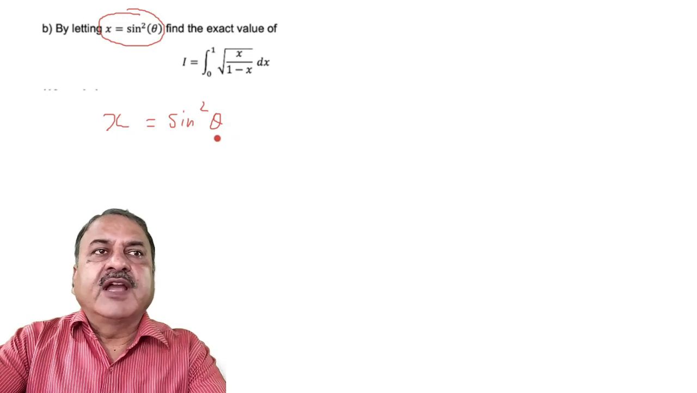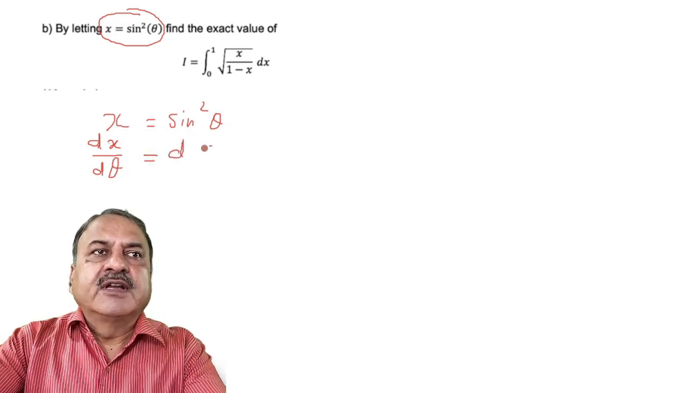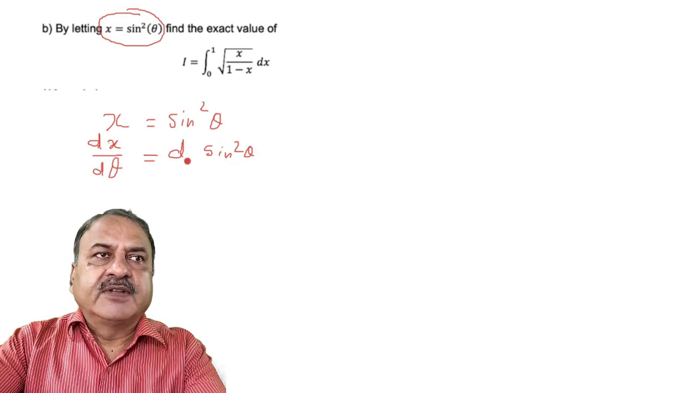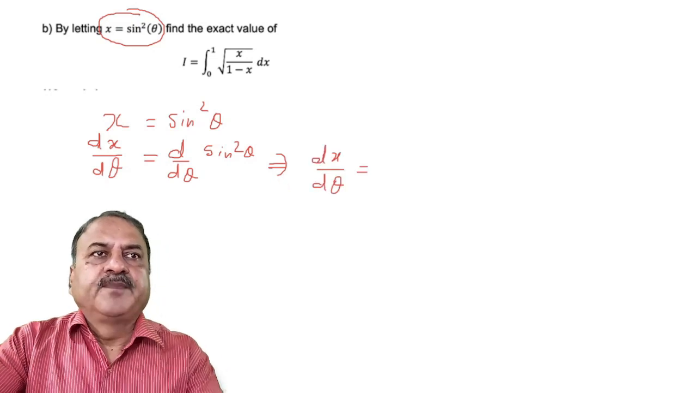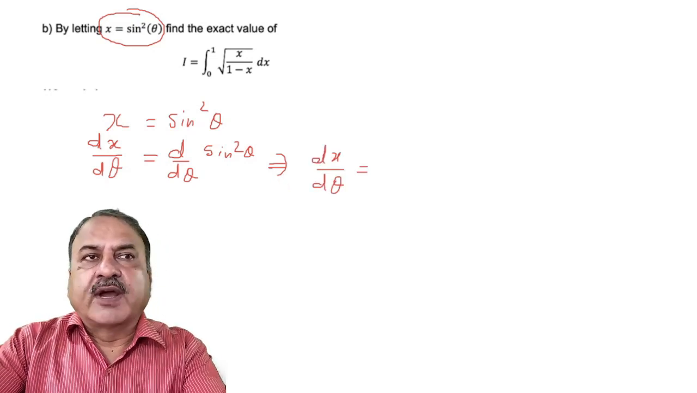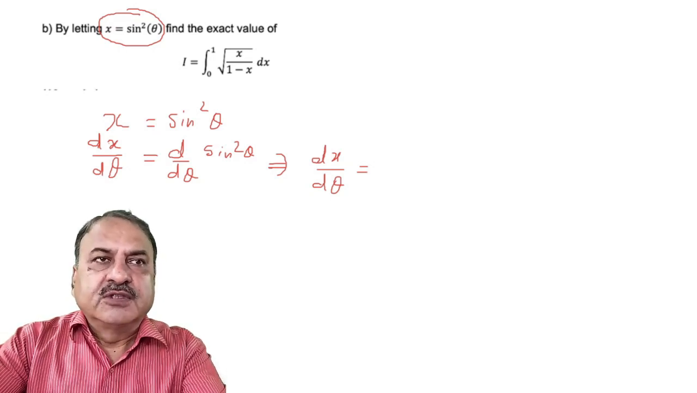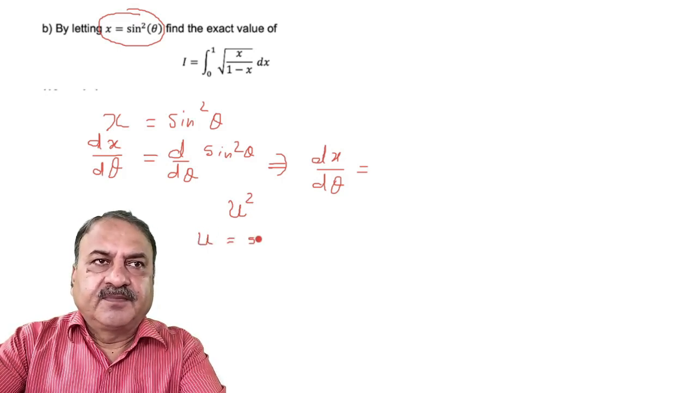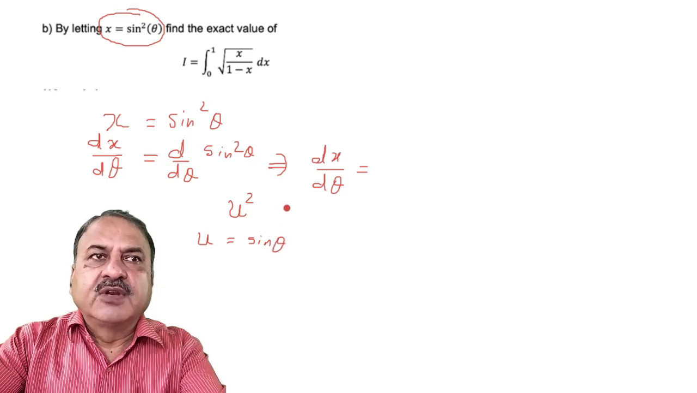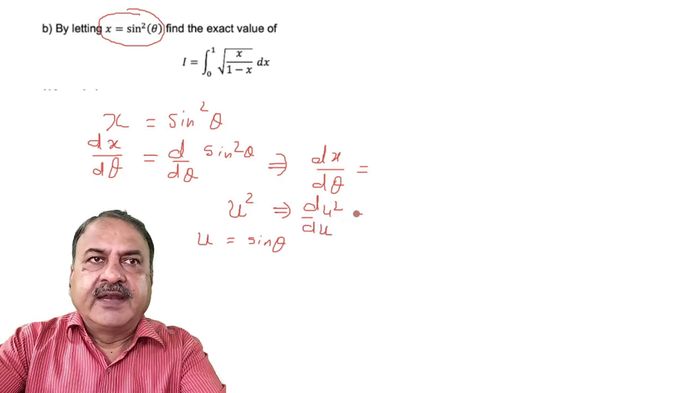So first of all, we have to differentiate it with respect to theta. So dx over d theta equal to the derivative of sine square theta with respect to theta. Now, we have to use the chain rule. For sine square theta, we can assume sine theta equal to u. So we got u square and u is sine theta. We are using the chain rule. We differentiate the derivative of u square with respect to u, and we will get 2u.